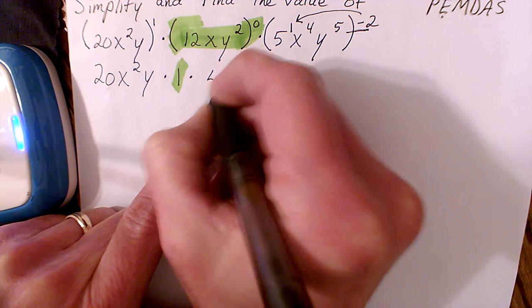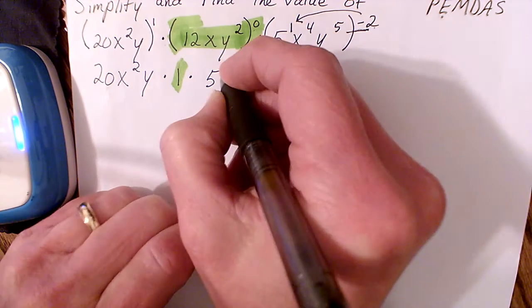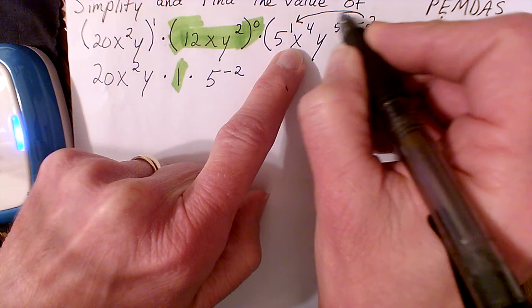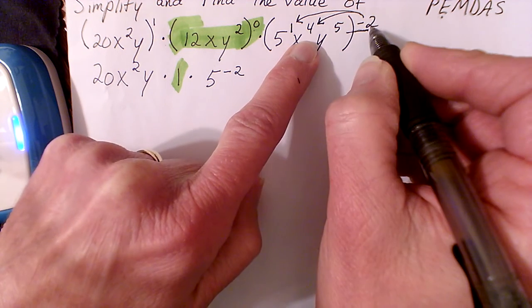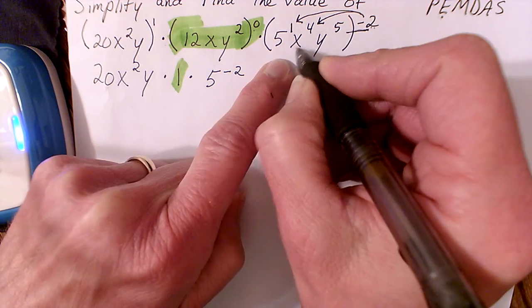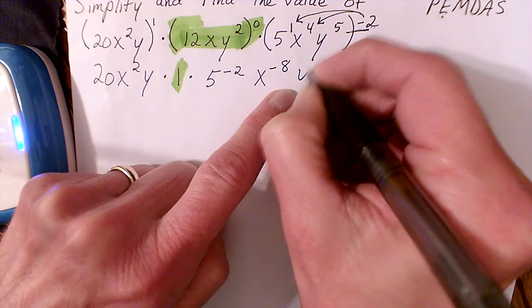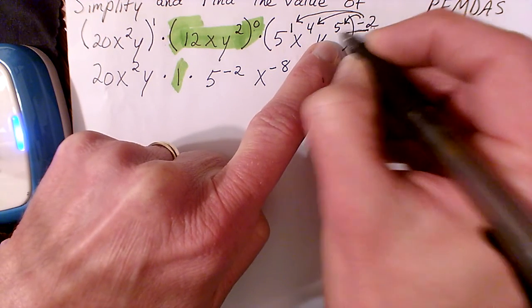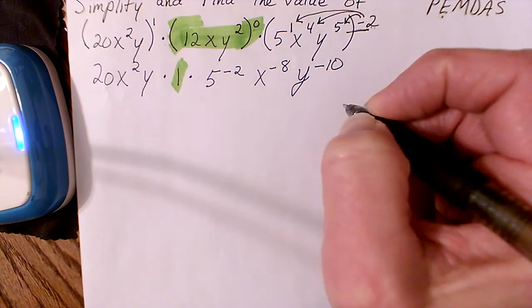So that would give us a 5 times, and now we're going to take 1 times -2, that will give us -2. And then we're going to take our -2 and multiply it times this exponent on the x. So 4 times -2 is -8, so now we have x to the -8. And then we'll have y to the, now we're going to multiply these two exponents. 5 times -2 gives us -10.